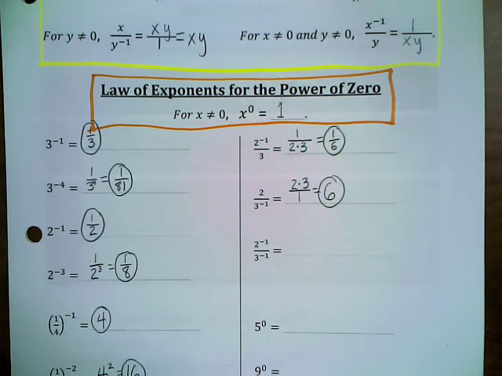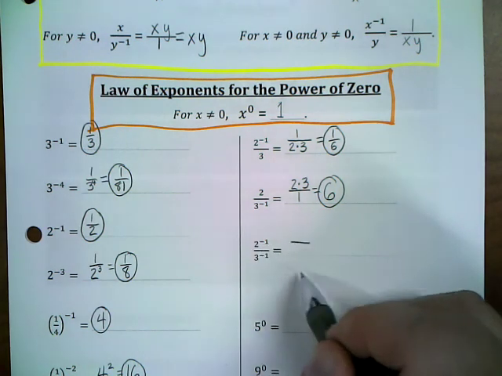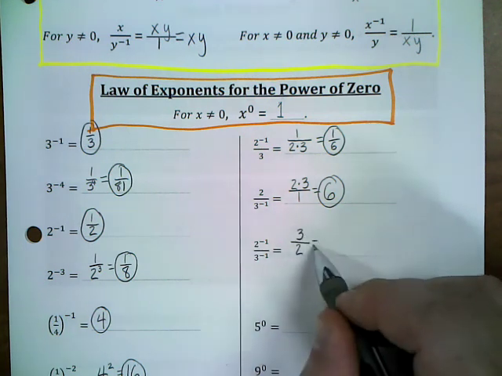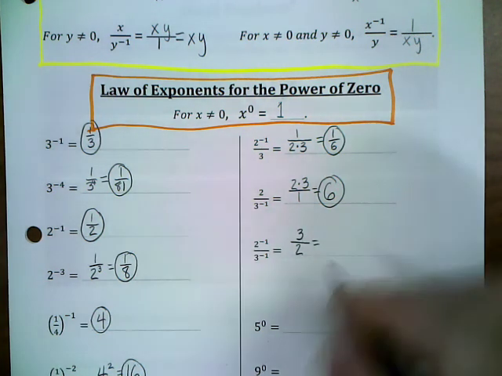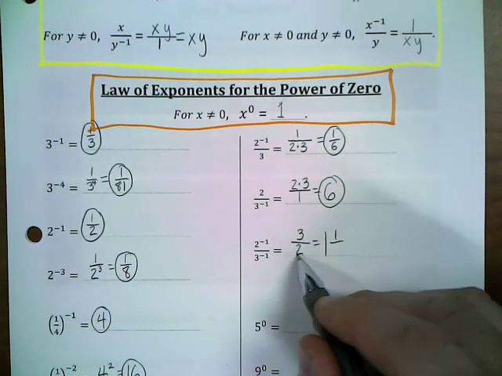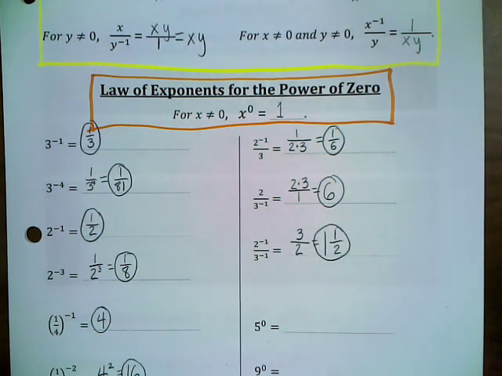And last of all here, since these both have a negative exponent, they are both going to move. The 2 will move to the bottom, the 3 will move to the top, and then we got to simplify. So 2 goes into 3 one time with 1 left over, and the denominator is a 2.